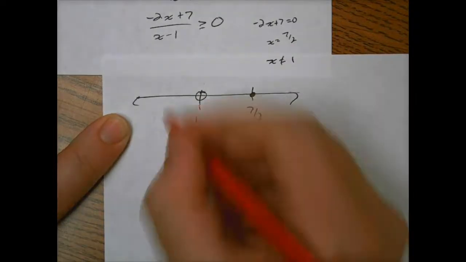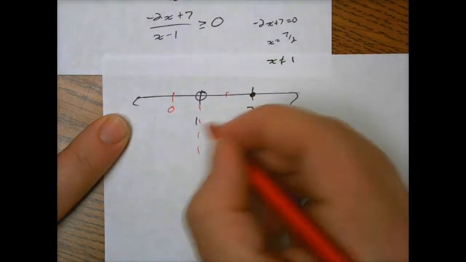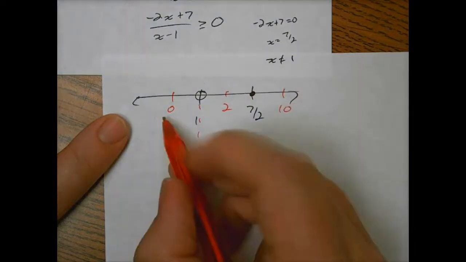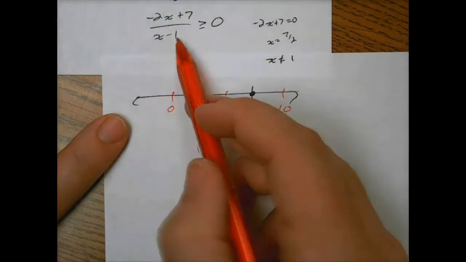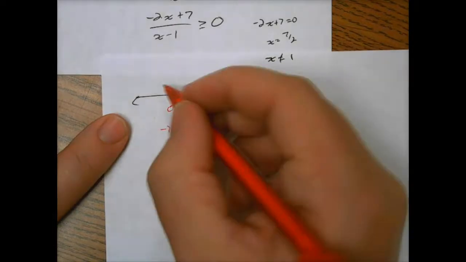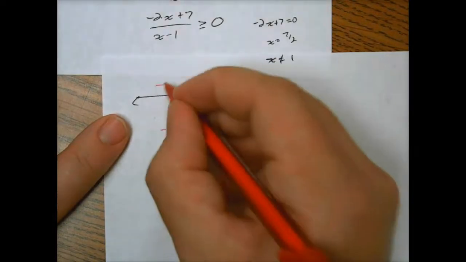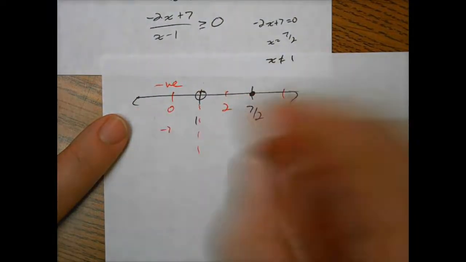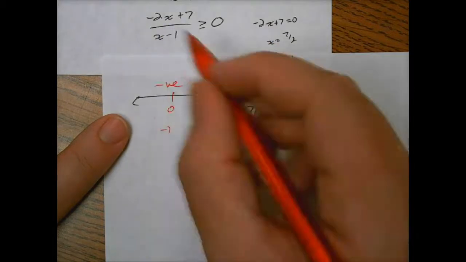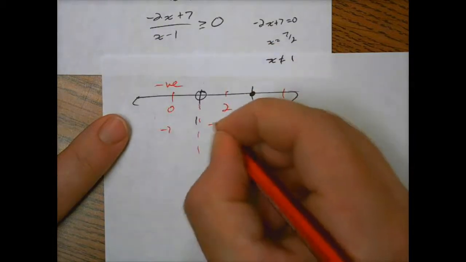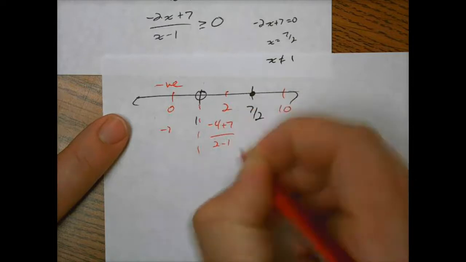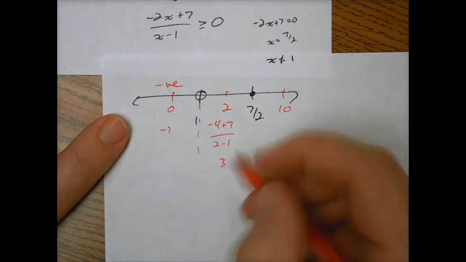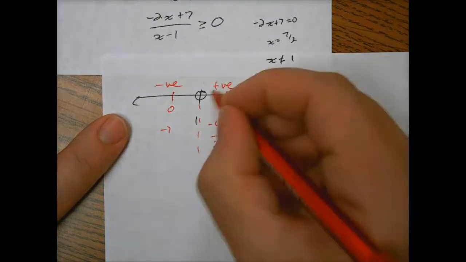So something smaller than 1 could be 0. Something between 1 and 3.5 could be 2. Something bigger than 3.5 could be 10. So if I put 0 in, I would have 7 over negative 1, so I'd have negative 7, which means I do not want that interval because that interval comes out a negative number. Anywhere you check on here will come out negative, I promise. So if we put in 2, we have negative 2 times 2 is negative 4. So negative 4 plus 7 over 2 minus 1, which is 3, because negative 4 plus 7 is 3. 2 minus 1 is 1. 3 divided by 1 is 3. So it's a positive number. That's all I really care about.